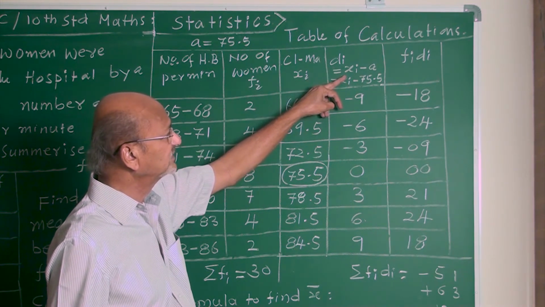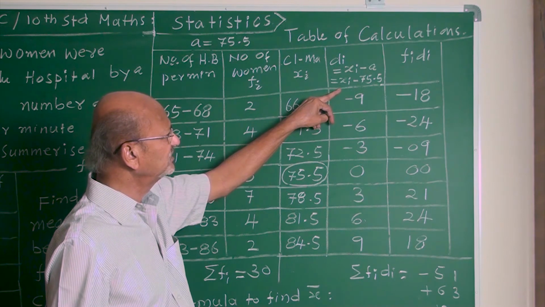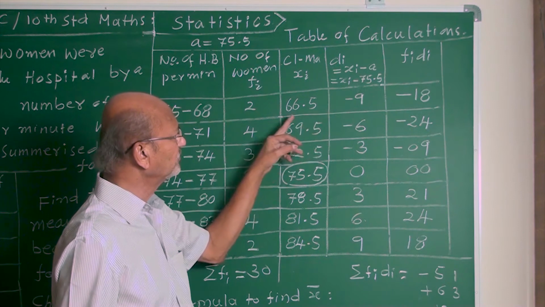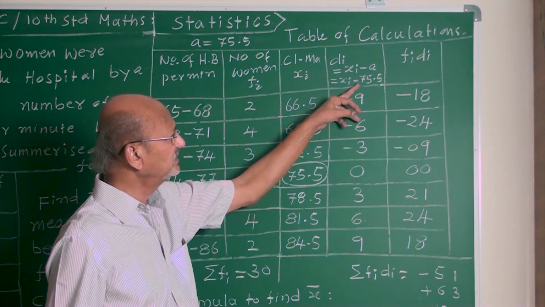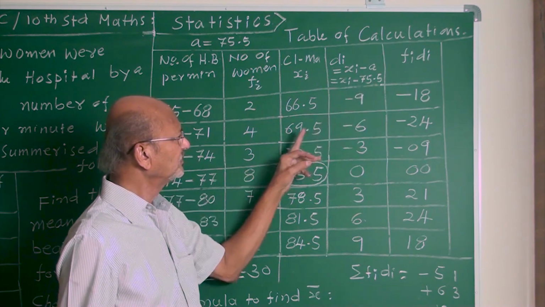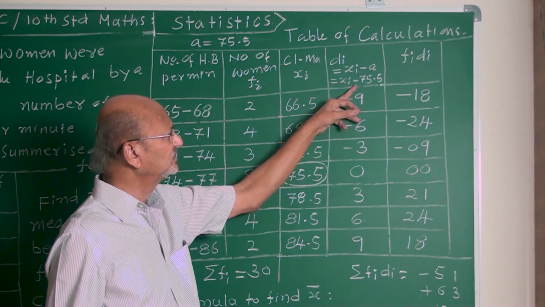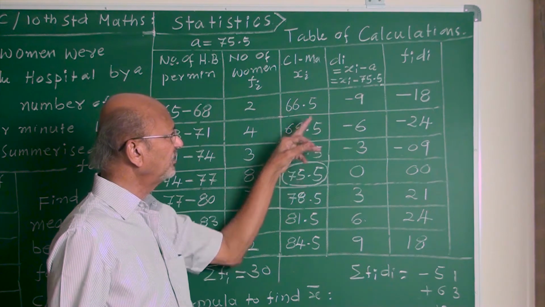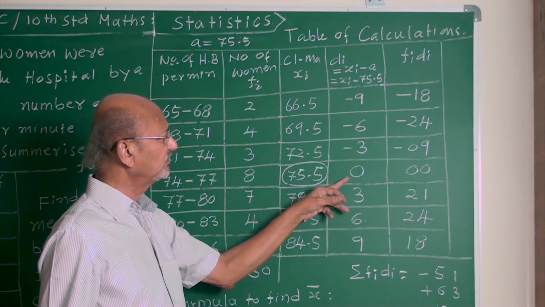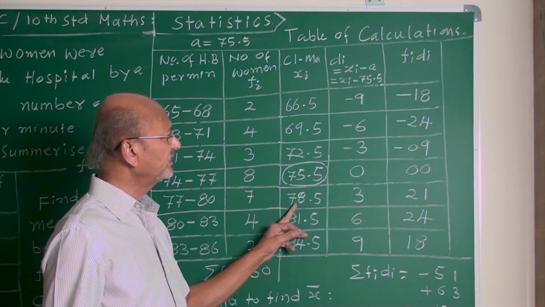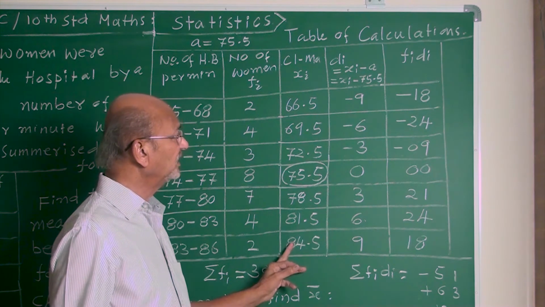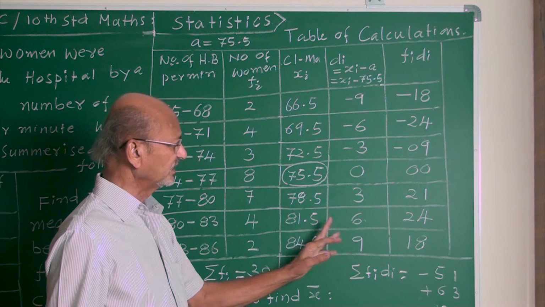Di is what? Xi minus A. Xi means in each class. Xi minus A, where A is 75.5. 66 minus 75 is minus 9, the 0.5 cancels with 0.5. 69 minus 75 is minus 6. 72 minus 75 is minus 3. 75 minus 75 is 0. 78 minus 75 is 3. 81 minus 75 is 6. 84 minus 75 is 9.